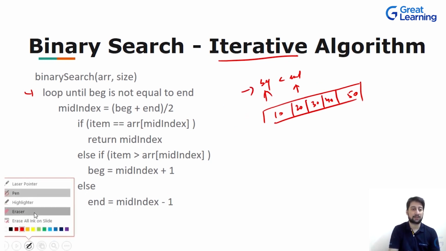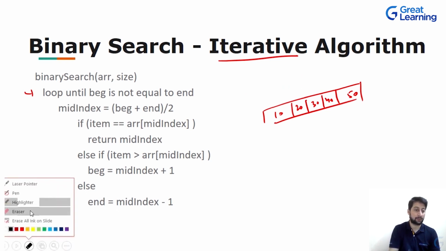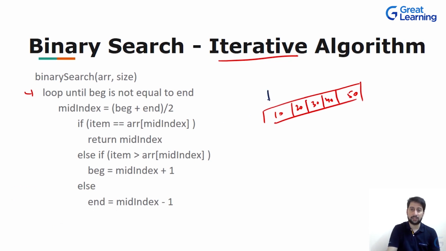So what happens after that? Now we have this array, and let me take new pointers. This is your beginning and this is your end. Now you will be taking a new middle index, let's call it M. And now let's name these positions 0, 1, 2, 3, 4. So you will do what?